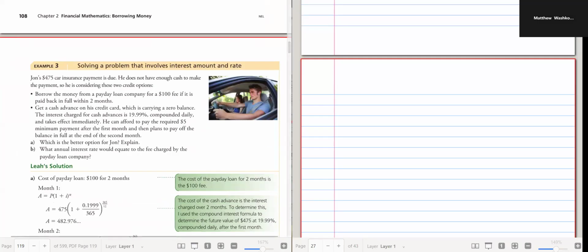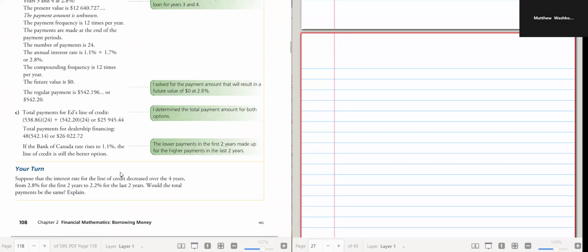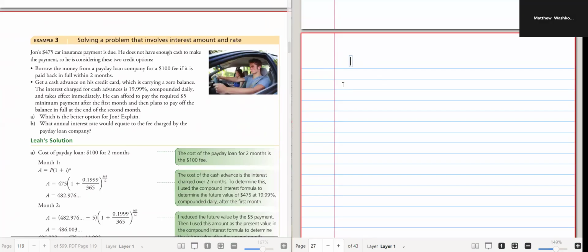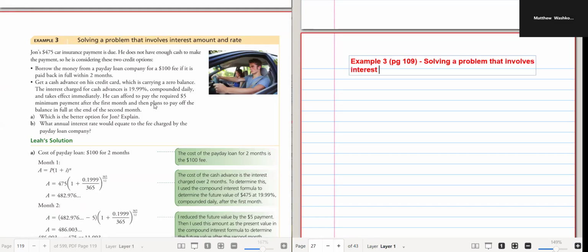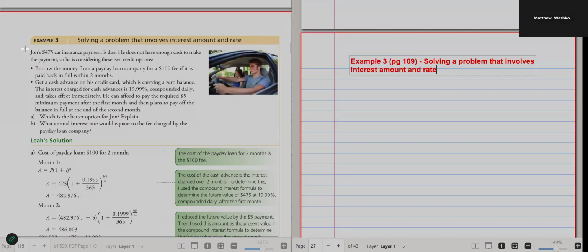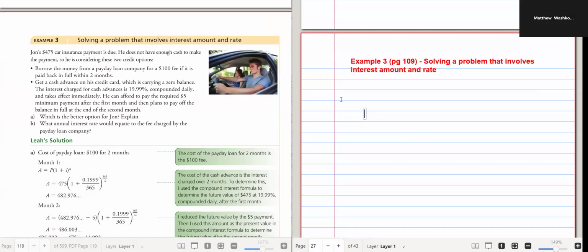So we're going to run down here to example 3. You guys can do example 2 just fine with the skills you have. So example 3, on page 109, this is solving a problem that involves interest amount and rate. So what we have here is, let me copy and paste this, and then I will read it out.